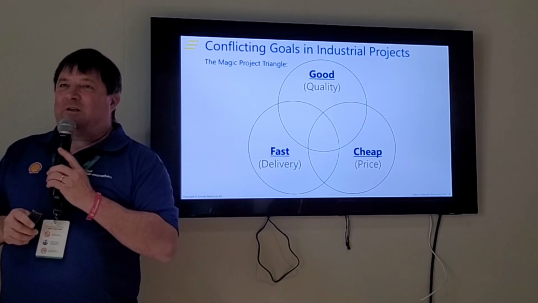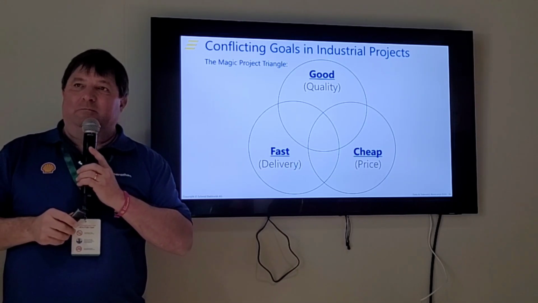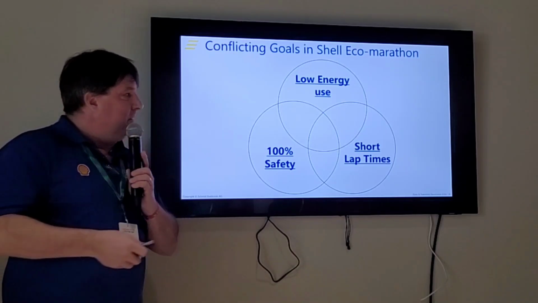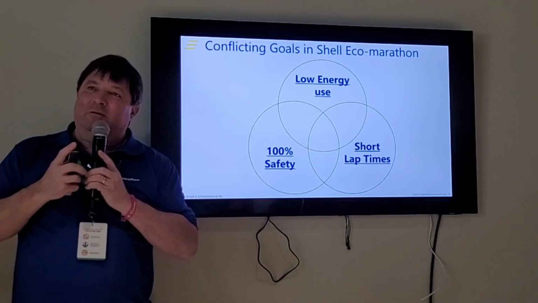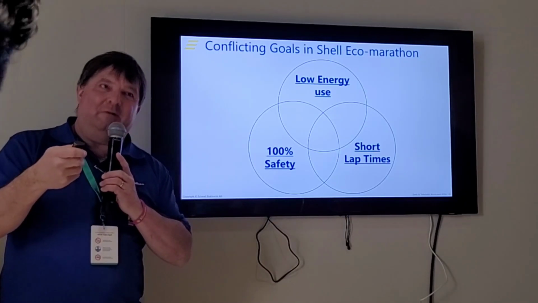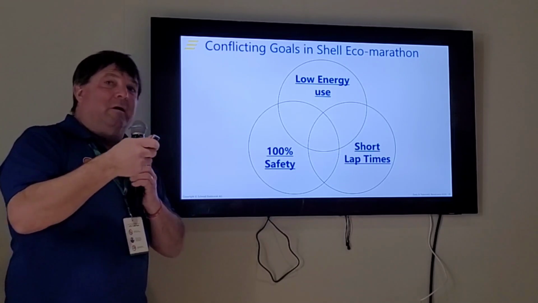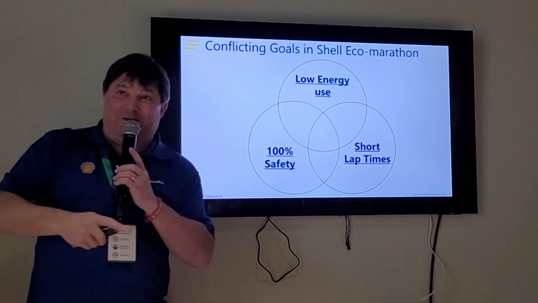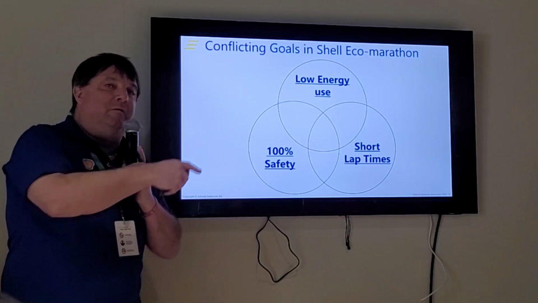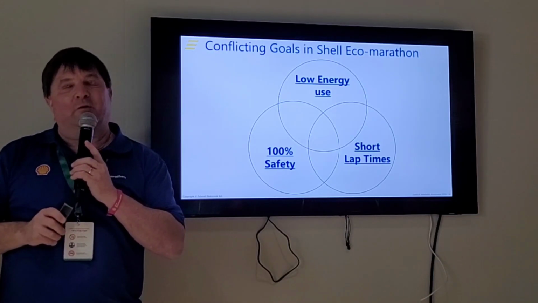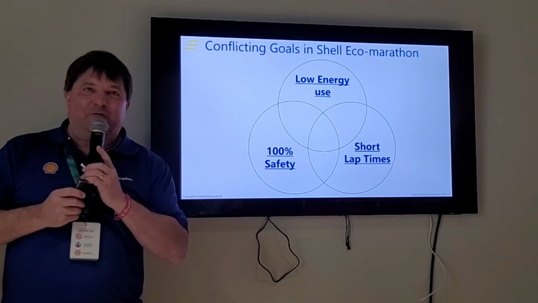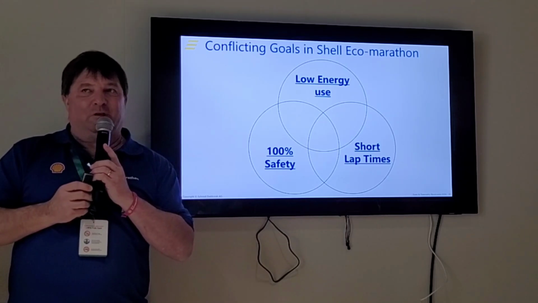What do you think are the conflicting goals in Shell Eco Marathon? It's a low energy use, short lap times. To have short lap times, you want to speed up. When you speed up, you use energy. Your safety could become a matter if you're too fast. You see, these goals, they really fight against each other. Now let's see how we could formulate it in a mathematical way and solve it differently, maybe, from traditional problem solving.